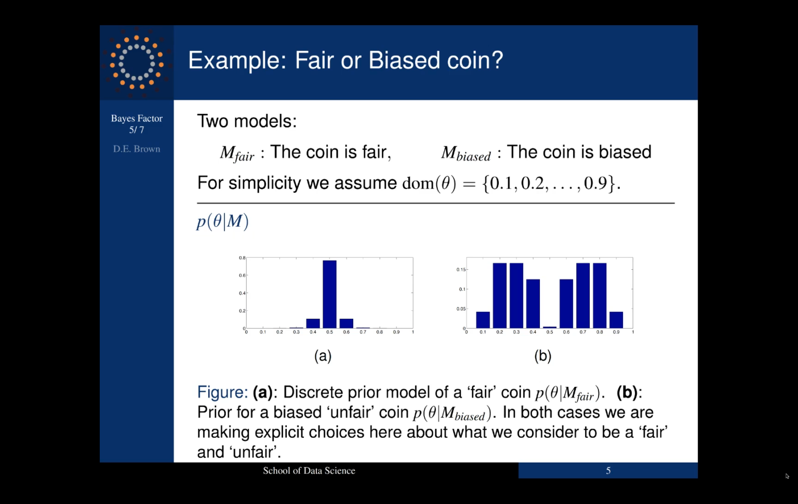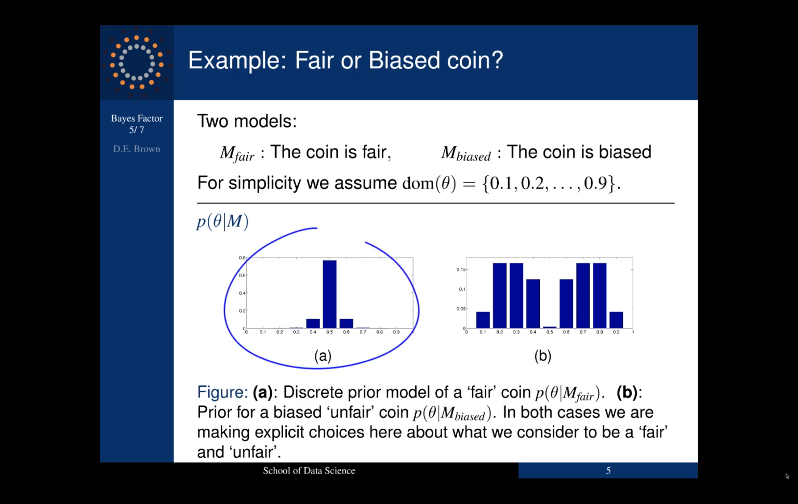So in the diagram on the left, A, we see the case of the values for theta given a fair coin. You can consider this to be the prior for theta, but it's basically the distribution that we're going to use inside that sum rule in order to calculate the likelihood for the data given the model.